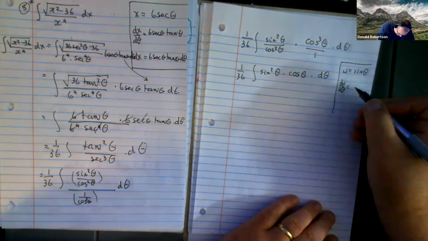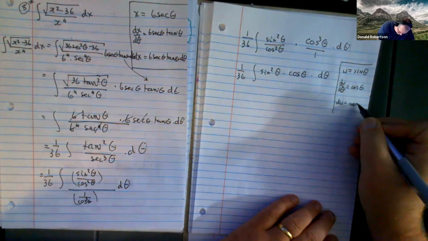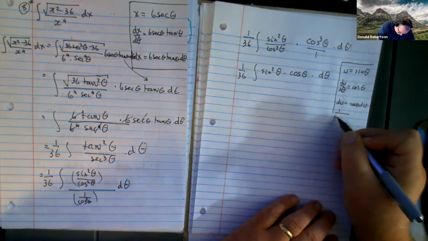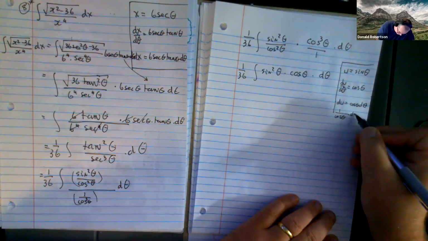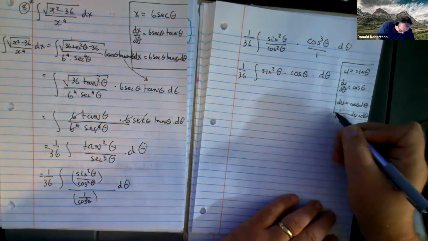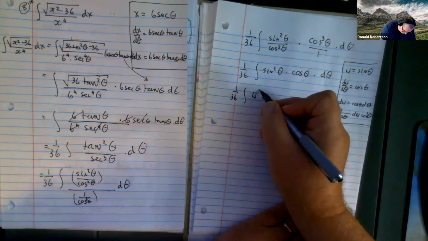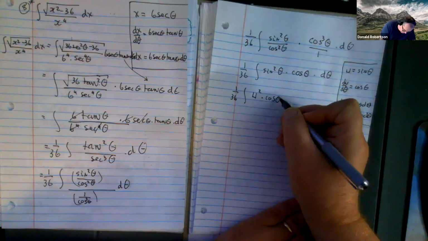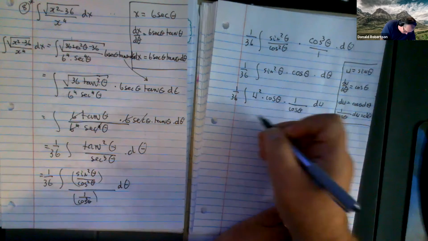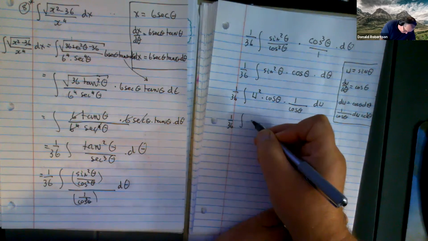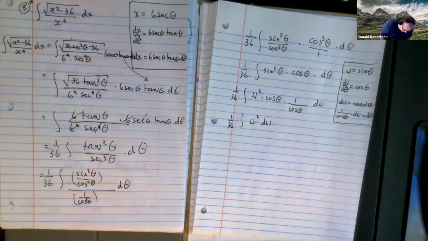Sounds good to me. So cosine theta and cross over, and then divide both sides by cosine to get d theta. So we have 1 over 36 u squared, cosine theta, 1 over the cosine of theta du. Oh, is that not a pretty integral? Just a u squared. Power rule.